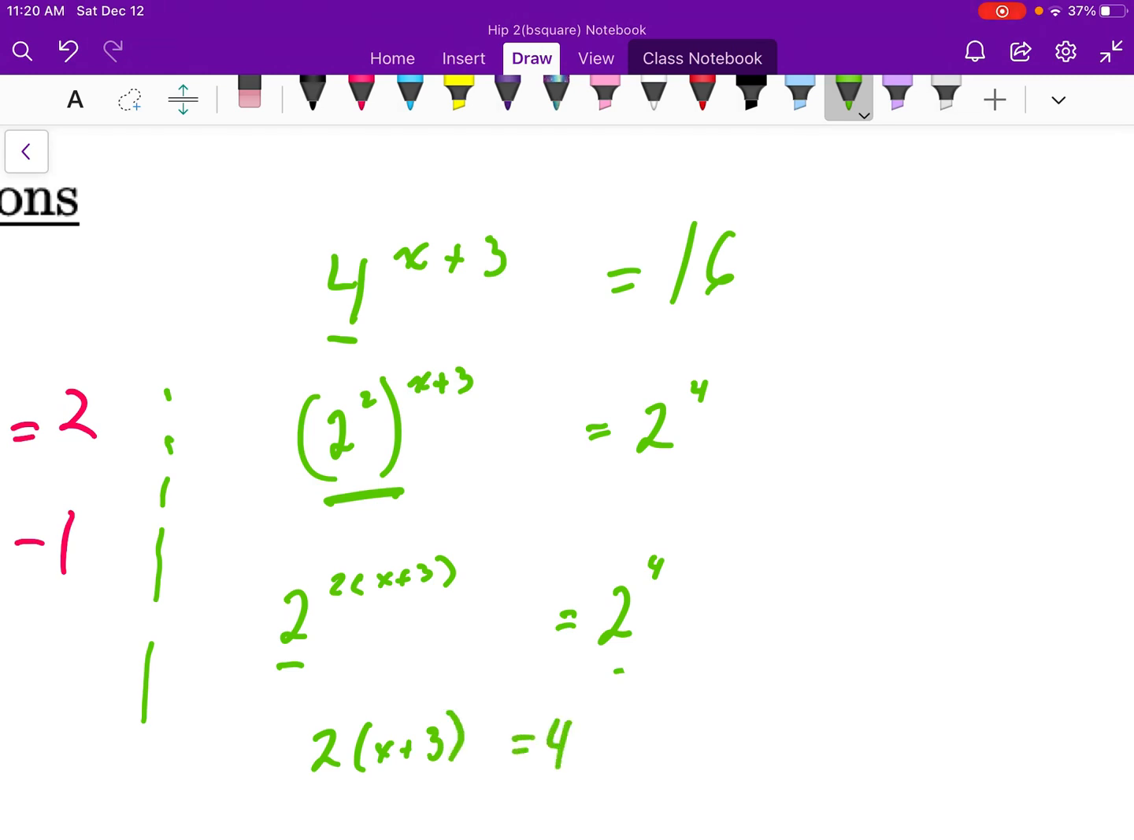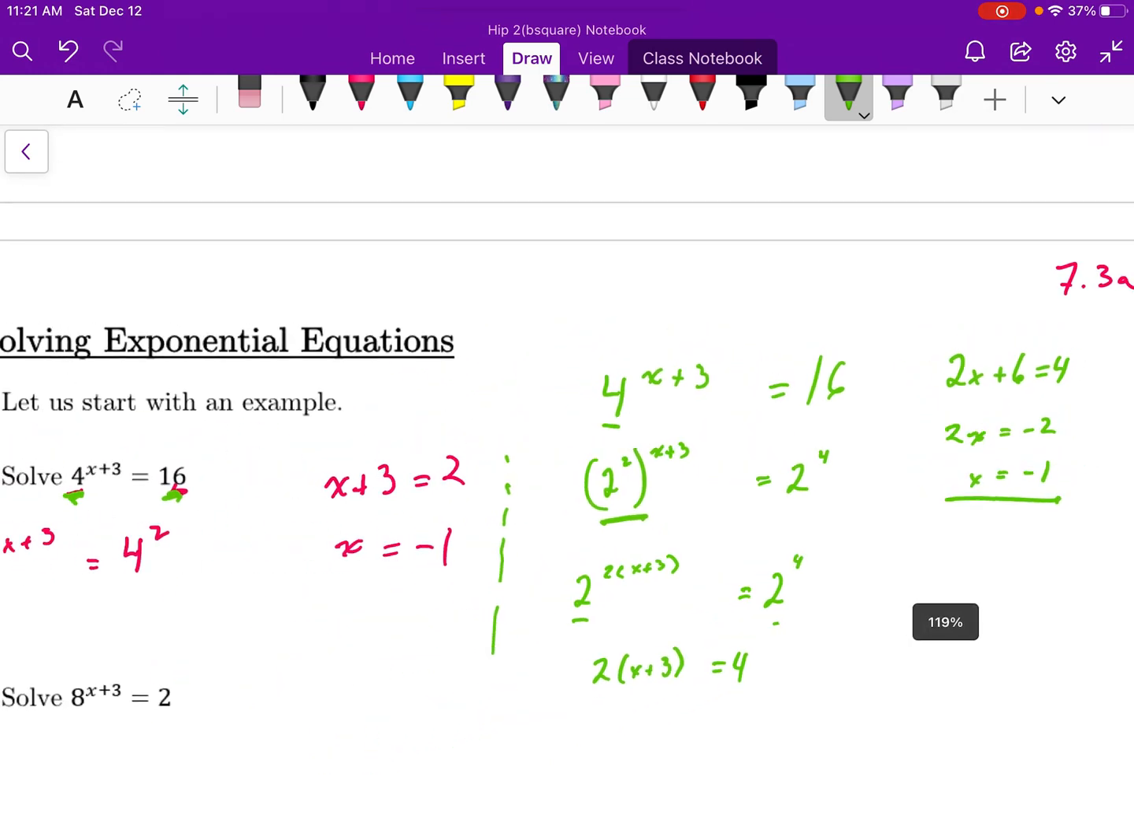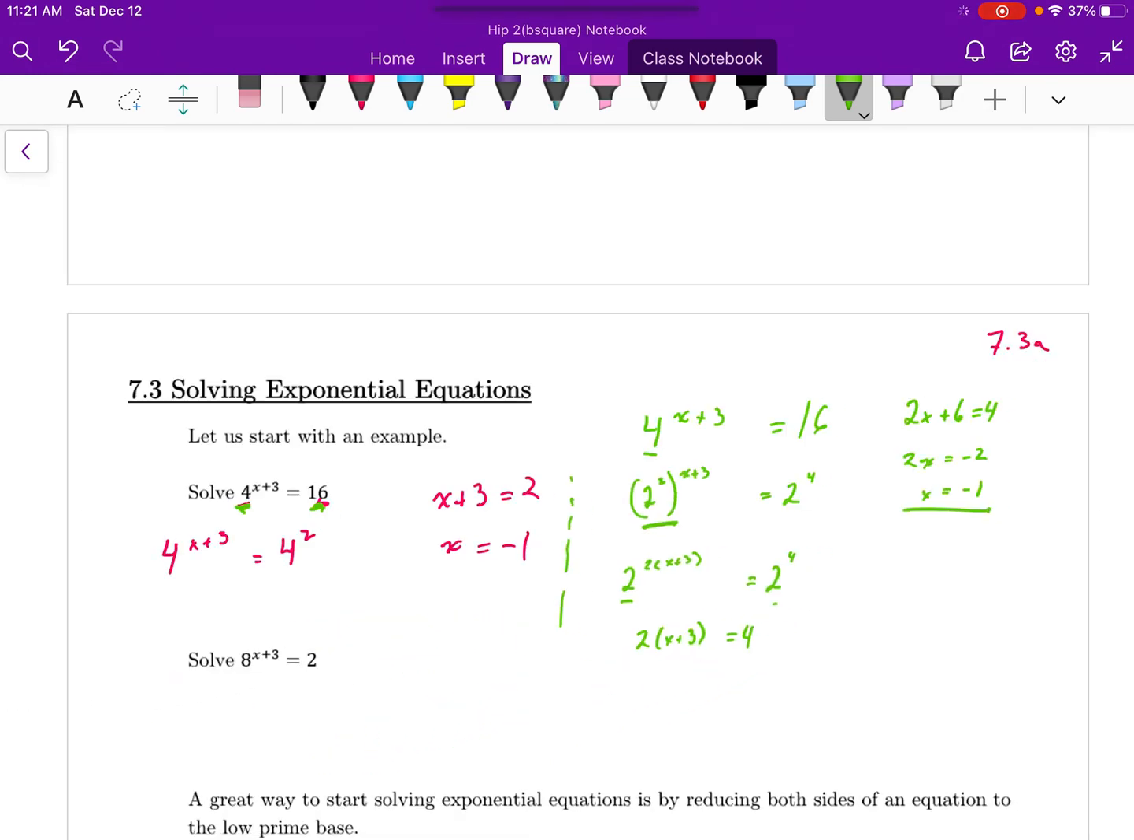So now I have a linear equation: 2 times x plus 3 is equal to 4. I am going to multiply out the left-hand side, so I have 2x plus 6 is equal to 4. Subtract 6 from both sides. Divide both sides by 2. And I get the same result, that x is equal to -1. So these are two different ways of solving.